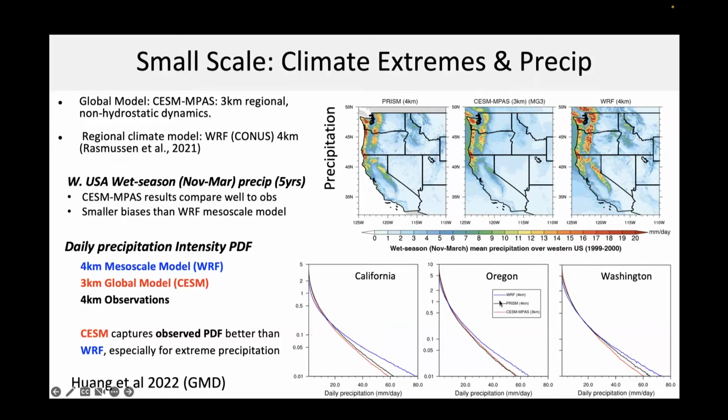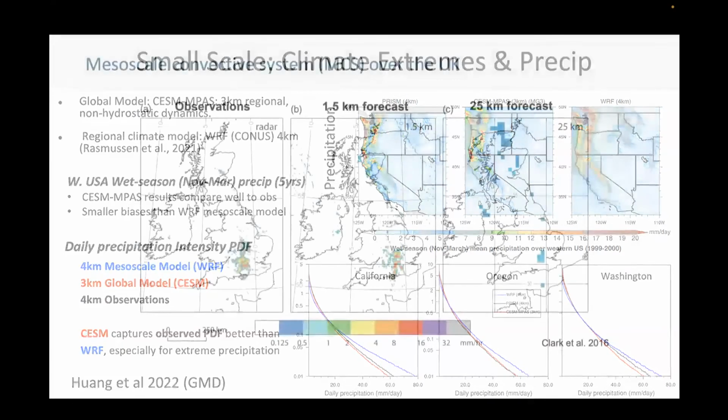And then if you look at the intensity, the black line is the observations, the red line is the global model. It actually is doing a better job in the intensity. So we're actually capturing the observed PDF of precipitation better than a mesoscale model, especially for extreme precipitation. And this is for seasonal stuff over the Western United States.